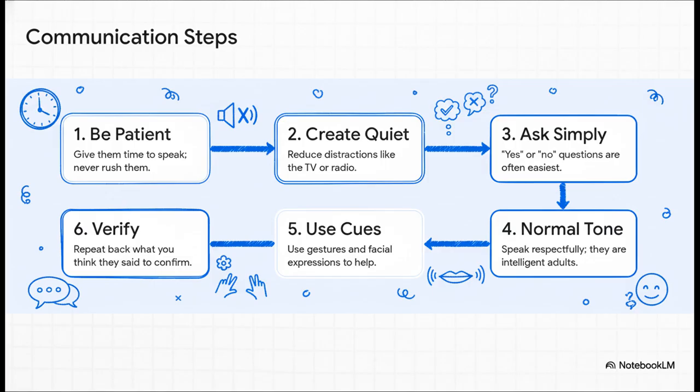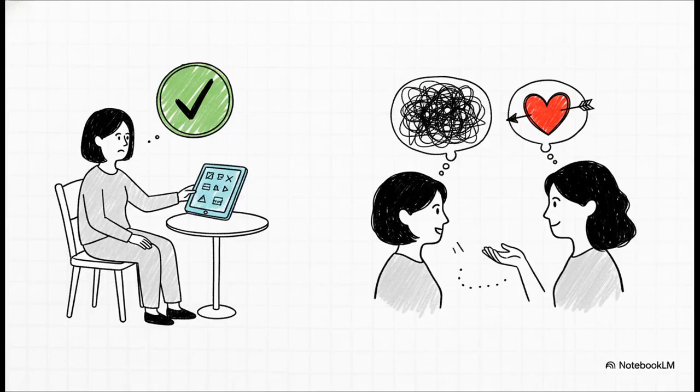Use your own body language, gestures, facial expressions to help get the message across. And finally, repeat back what you think they said. So you're saying you'd like some water? It shows you're really trying to understand. And here are 2 more absolute game changers. 1, make sure their communication tools, whether it's a picture board or a tablet, are always within reach.